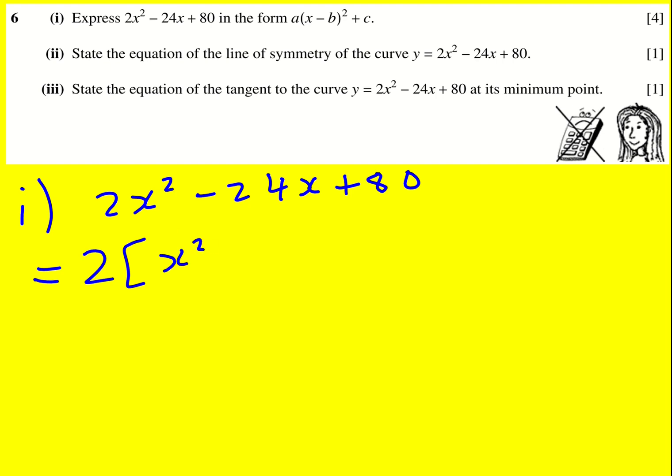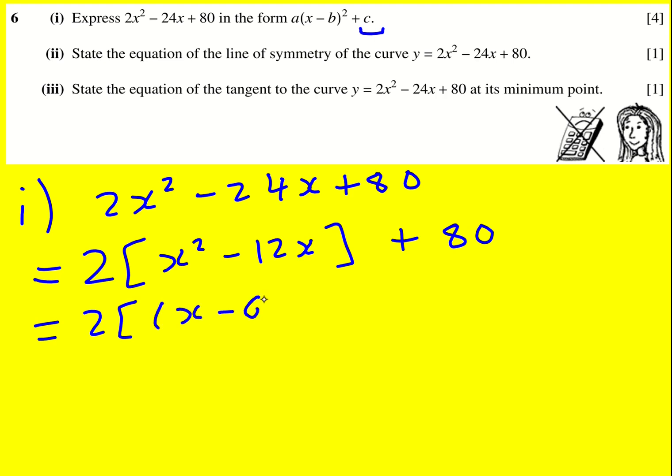So we get x squared minus 12x. No need to factorize it out of the 80. We know in the final answer we've got a plus c, so this is going to form part of that. Now, we complete the square on x squared minus 12x. So to do this, we're going to get x minus 6 all squared minus 36.